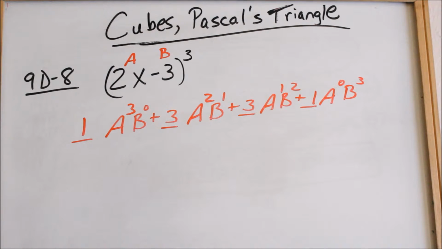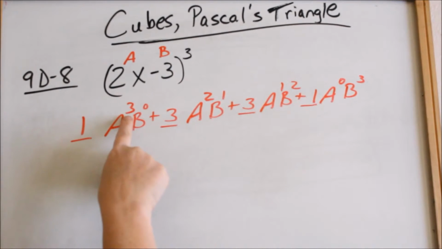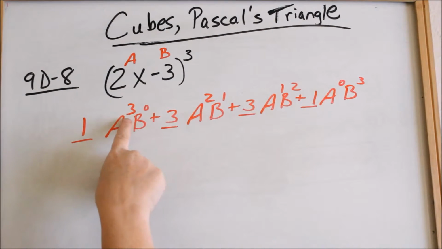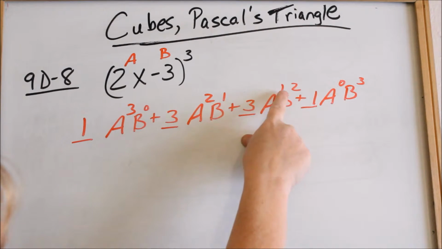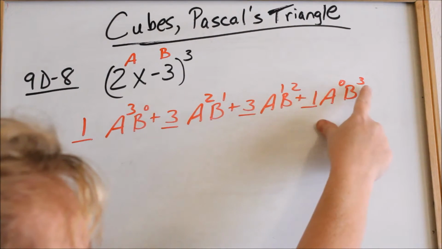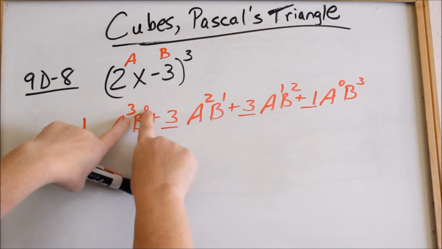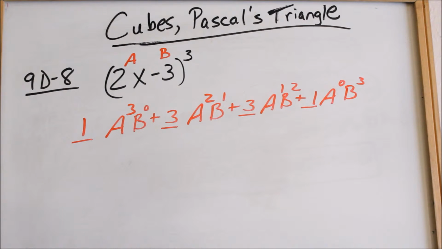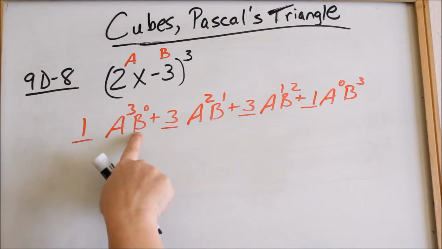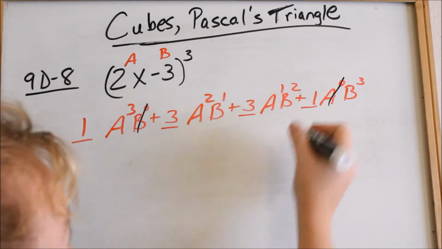One thing that I want to point out about this general formula, we are raising to the third power. Each of these exponents should add up to 3. 3 plus 0, 3. 2 plus 1, 3. 1 plus 2, 3. 0 plus 3, 3. So these numbers in your exponents should add up to whatever this is right here. Okay, so I already see b to the 0 is 1, so I'm just going to mark that out. A to the 0 is 1.